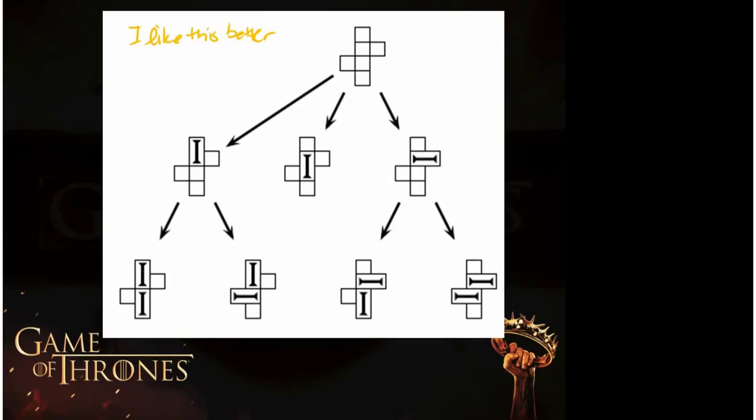I like something like this better. What are the possible moves on this thing? Well, you could have a vertical here, and a horizontal here. Those are the only possible things you could have on your first move. And then your second moves with verticals and horizontals would look like such in the second layer of the tree.